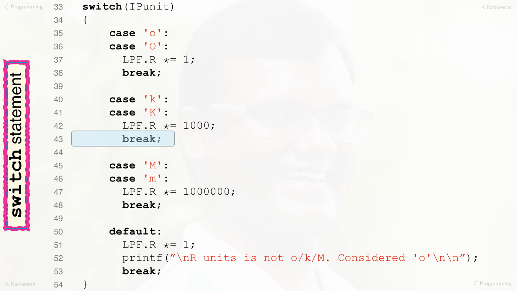Break statement in line 43 represents the end of the body of this case and the program controller should go to line 55, that is just after the end of the entire switch statement.